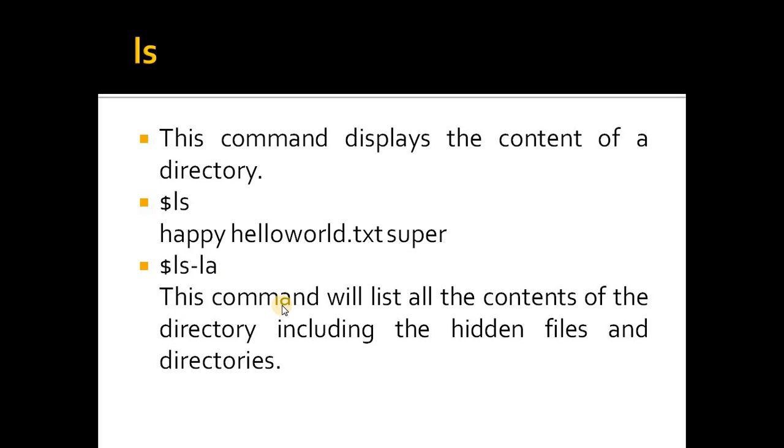This command will list all the contents of a directory, including the hidden files and directories. So if you give the -la option to the ls command, it will give you the contents of the current working directory. It will also show you the hidden files. If you give the simple ls command, hidden files will not be shown.